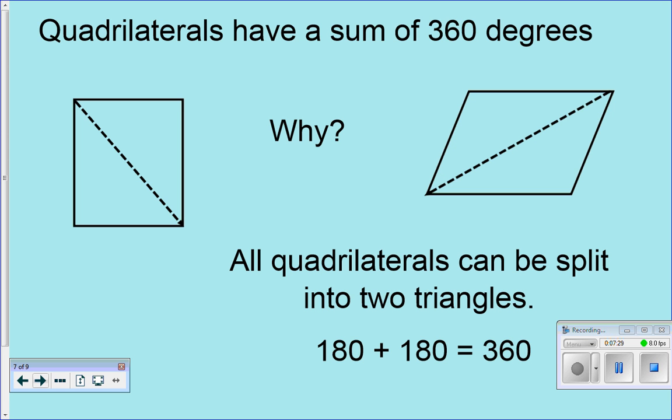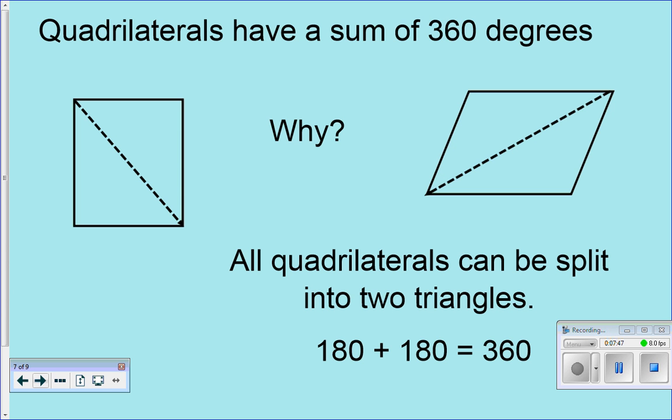Now some of you might say, why? And it's actually really, really simple. If you take any quadrilateral out there, you can split it into two triangles. And two triangles, 180 plus 180, is 360. That's why you split it into two triangles.